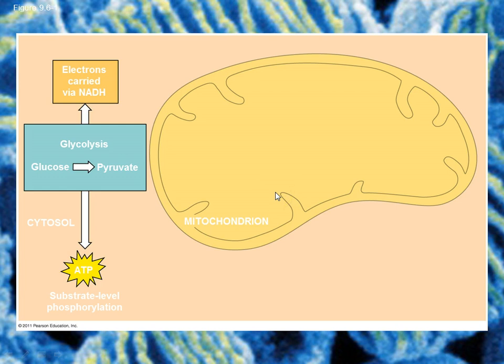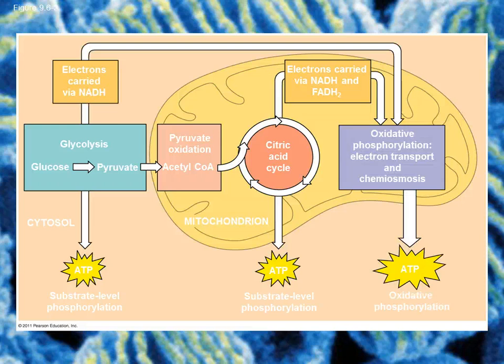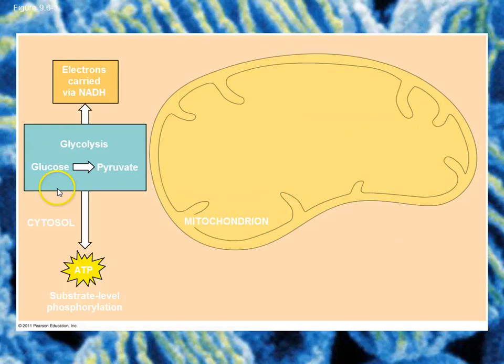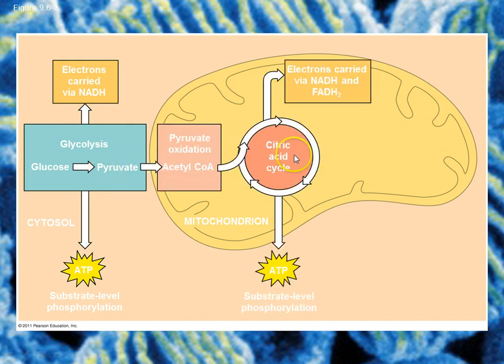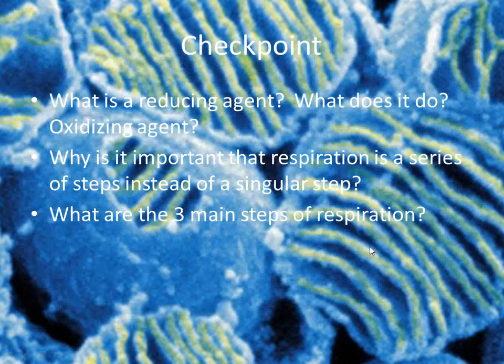All right, so there are some main pathways covered in the overall idea. The first one is glycolysis, and that results in some ATP and electrons carried via the NADH molecule. The second pathway is the citric acid cycle, and again we're creating electron carriers and some ATP. And then the final pathway is what's referred to as the electron transport chain and chemiosmosis, which would be creating ATP.